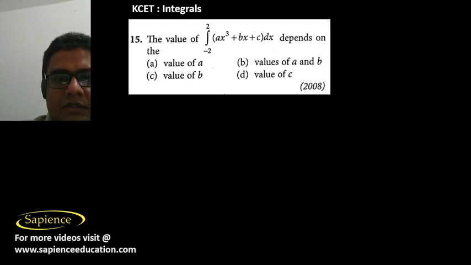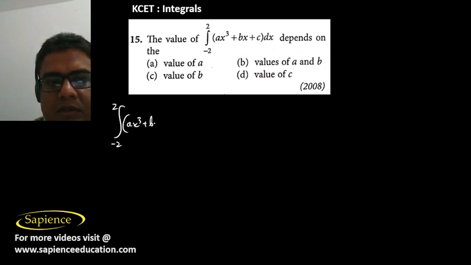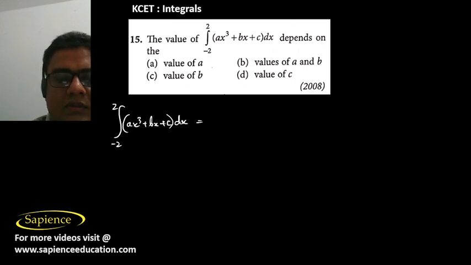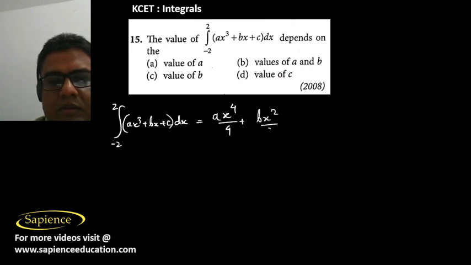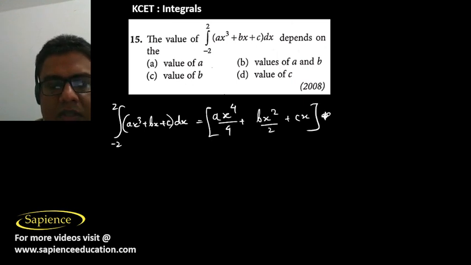Question number 15. It is told the value of the integral from minus 2 to 2 of ax cube plus bx plus c dx depends on what? So this is ax power 4 by 4 plus bx square by 2 plus cx. No, a constant will not come since it is a definite integral. So it will go from minus 2 to 2.